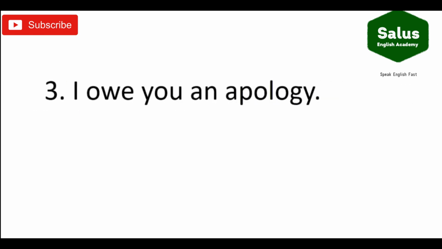Number 3. I owe you an apology. I owe you an apology. Connect the N with the A. An apology. I owe you an apology. Good. So you see how they connect together here. And the first O is pronounced as a schwa, like "uh". It sounds like "uh-pology". I owe you an apology.